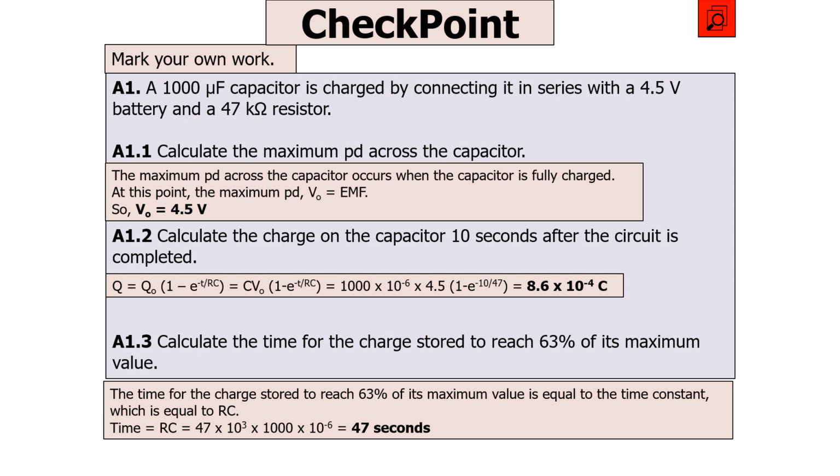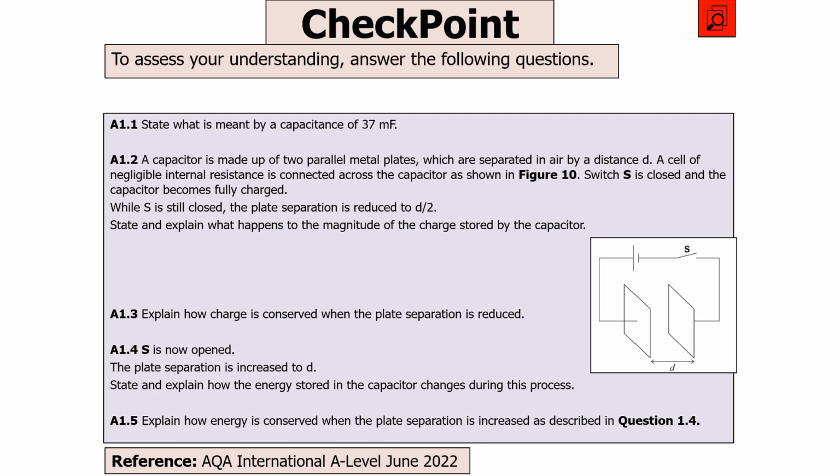The next question says, state what is meant by a capacitance of 37 millifarads. Then a capacitor is made up of two parallel plates which are separated in air by a distance d. A cell of negligible internal resistance is connected across the capacitor as shown. Switch S is closed and the capacitor becomes fully charged. While S is still closed, the plate separation is reduced to d over 2. State and explain what happens to the magnitude of the charge stored by the capacitor. Then explain how the charge is conserved when the plate separation is reduced.